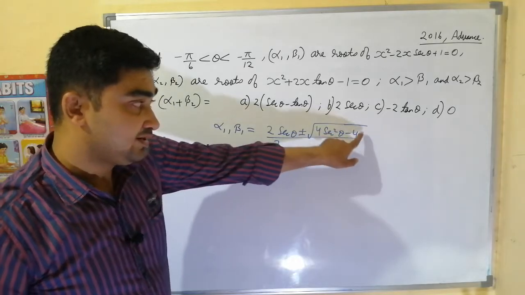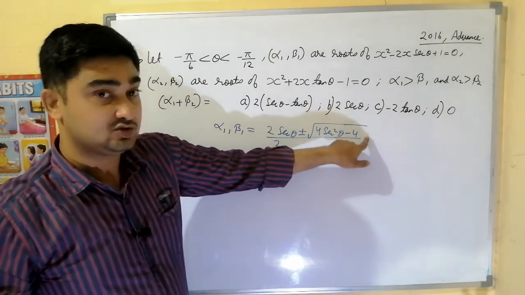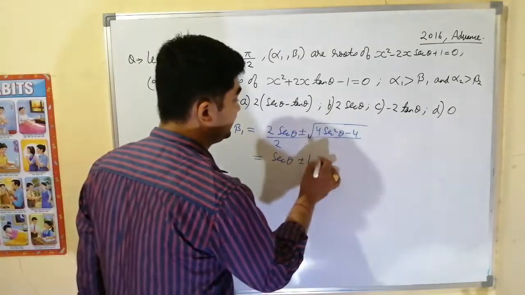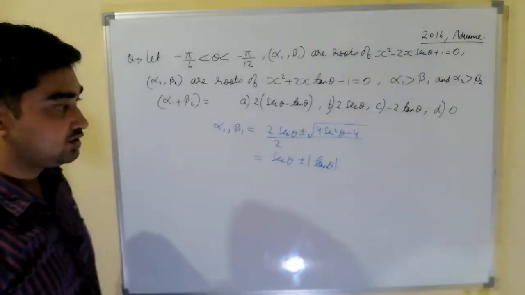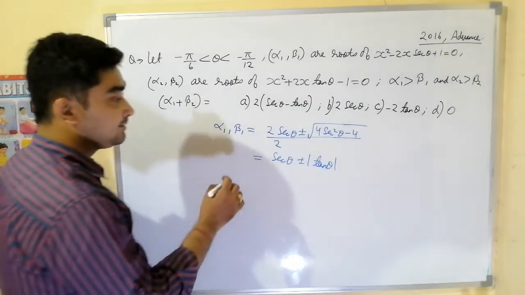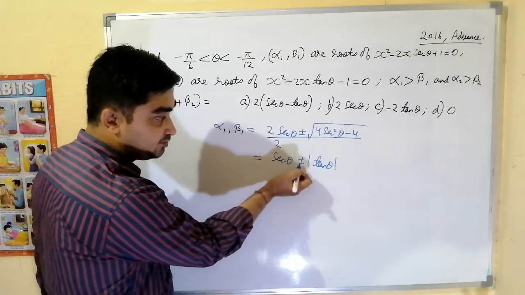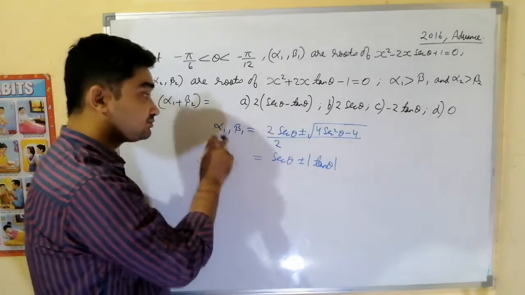But what is secant square theta minus 1? 4 we have taken common. Secant square theta minus 1 is tan square theta. Under root of tan square theta is mod of tan theta. Now, one root is secant theta plus mod tan theta, another is secant theta minus mod tan theta.